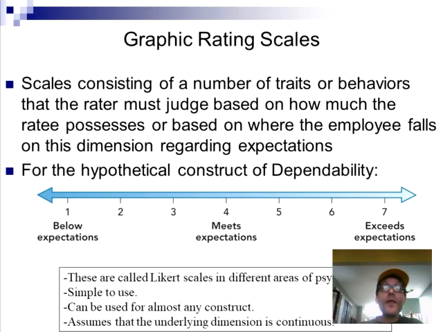Okay. Great. Well, that's what they're doing here in business, except now let's say the hypothetical construct is dependability. And so the manager or the rater will look at the employee and say, well, this person's dependability is below expectations, meets expectations, exceeds expectations. So these Likert scales or graphic rating scales are easy. You can use any construct. You could substitute dependability for reliability, for tardiness, for quality of work produced, or just anything in the world.